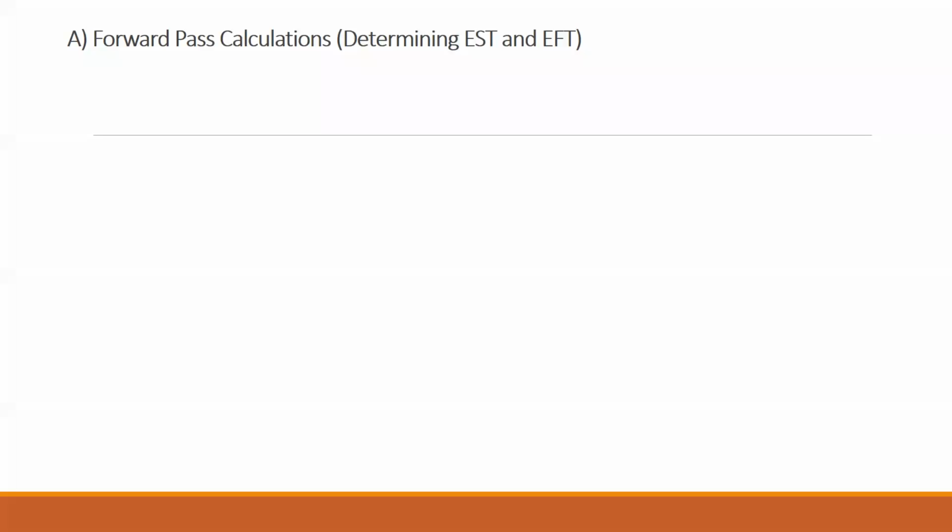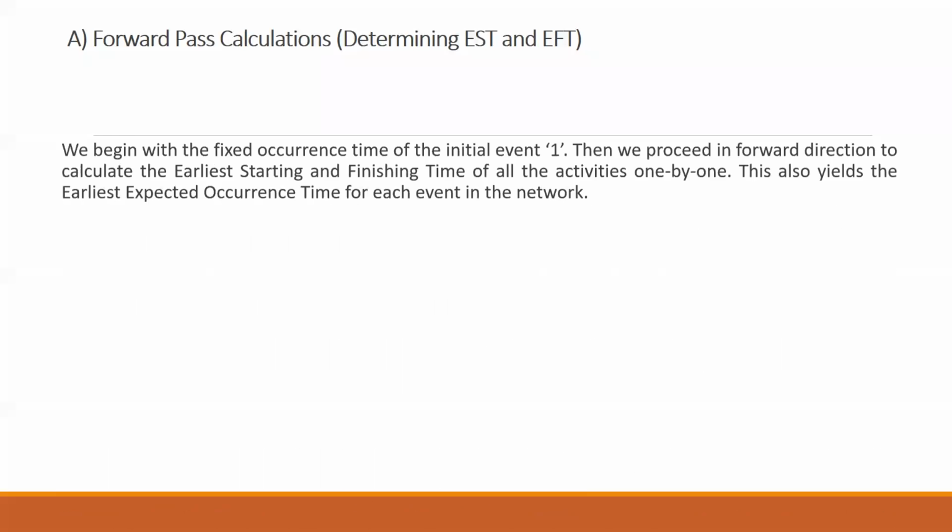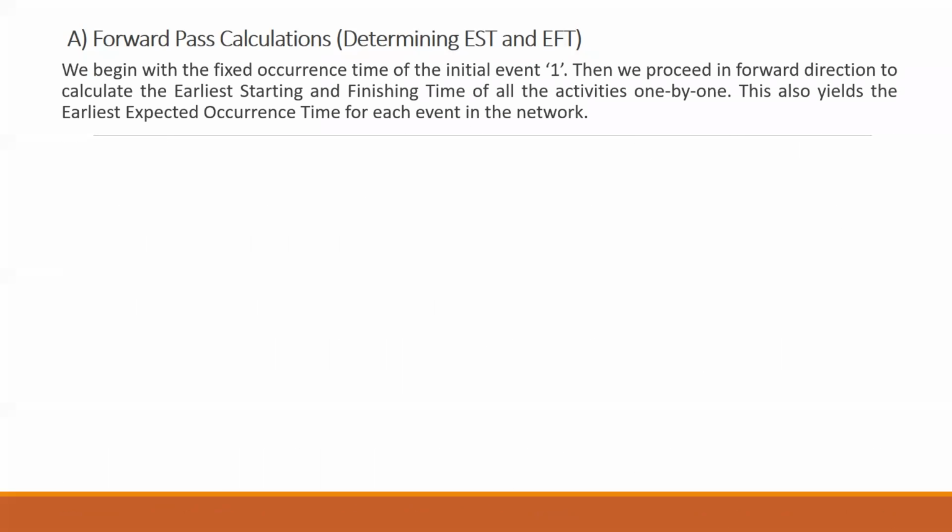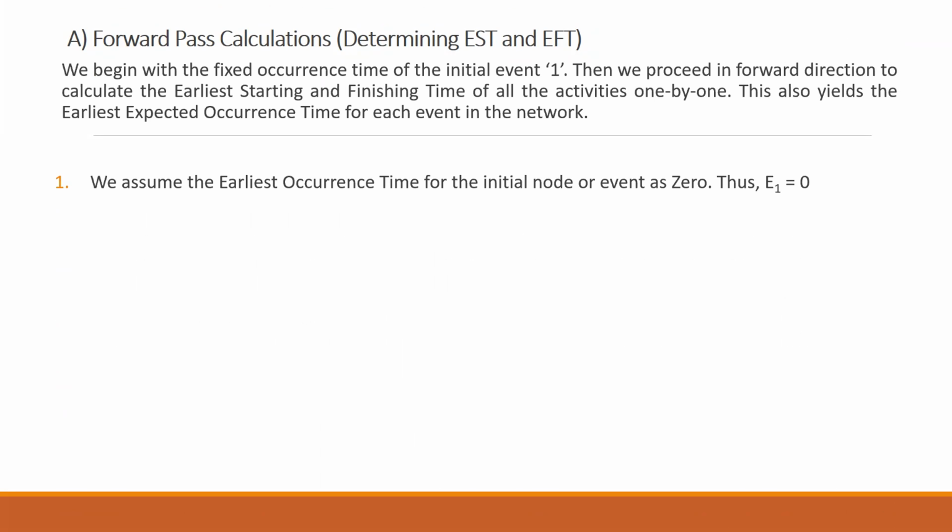The first formula: the earliest occurrence time for the initial node, my first node, will always be 0. So E1, if I represent that as the earliest occurrence time of event 1, will always be equal to 0. Please remember this. We assume the earliest occurrence time for the initial node, or event, as 0. E1 will be considered as 0. Please remember.